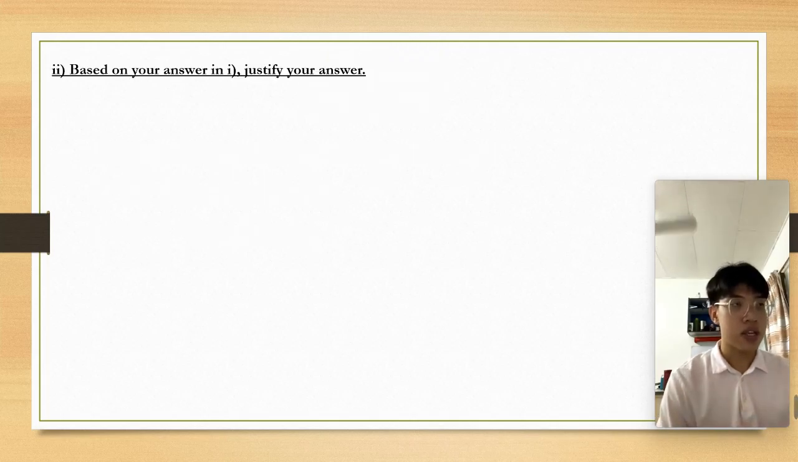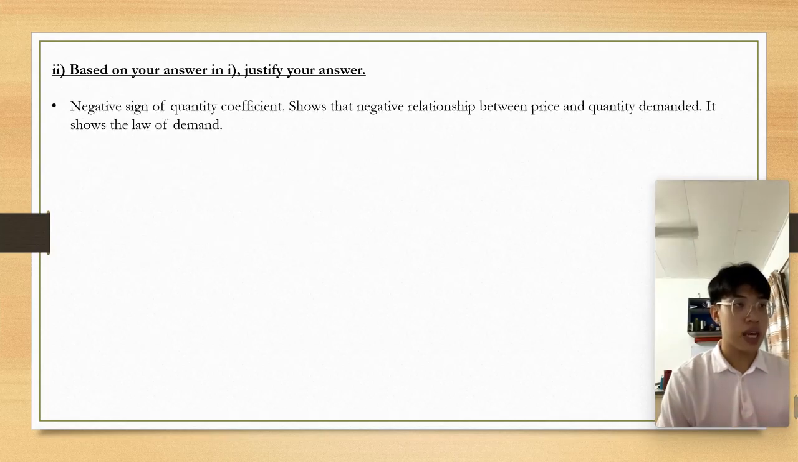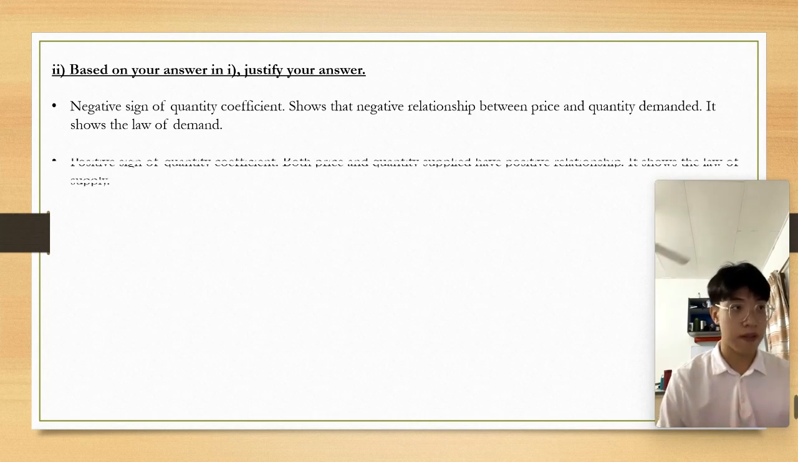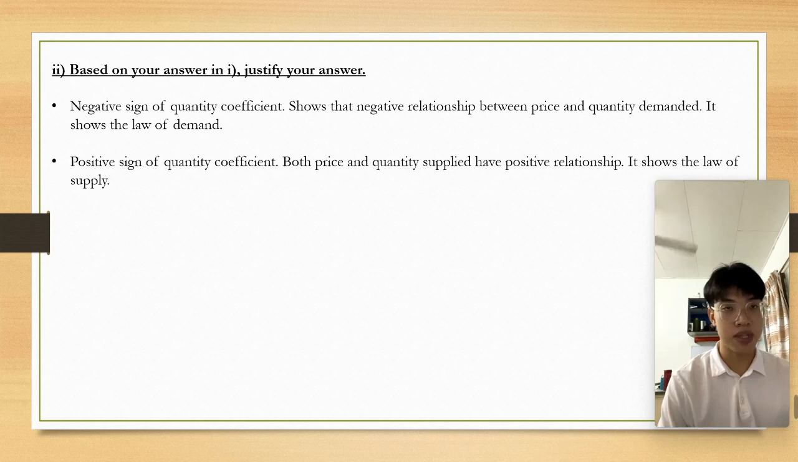Next, question number 2. Based on your answer in I, justify your answer. The negative sign of the quantity coefficient shows a negative relationship between price and quantity demanded. It shows the law of demand. From the positive sign of the quantity coefficient, both price and quantity supplied have a positive relationship. It shows the law of supply.